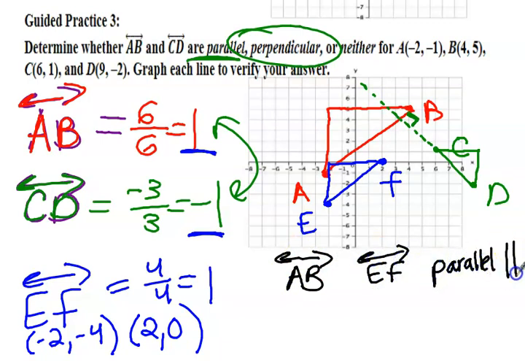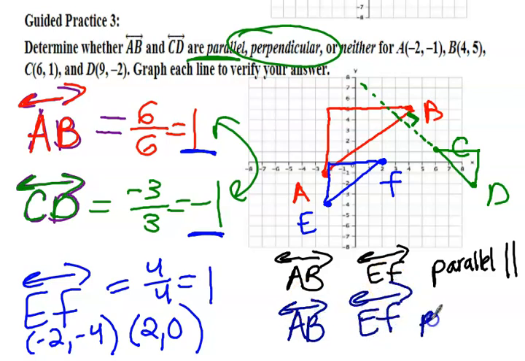Or you could draw these two lines. Okay? And then AB and CD are perpendicular, or you could also draw this symbol. Okay? So if they're the same slopes, it's parallel. If they are opposite sign and reciprocal, they are perpendicular.